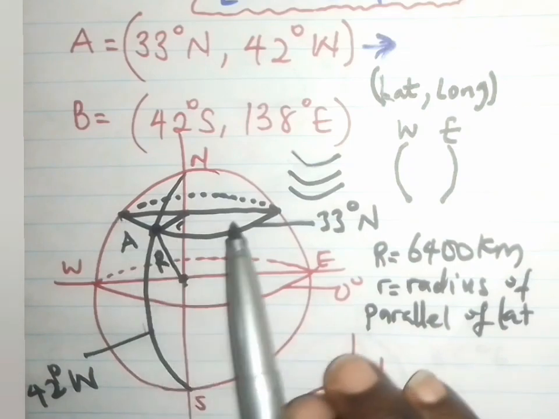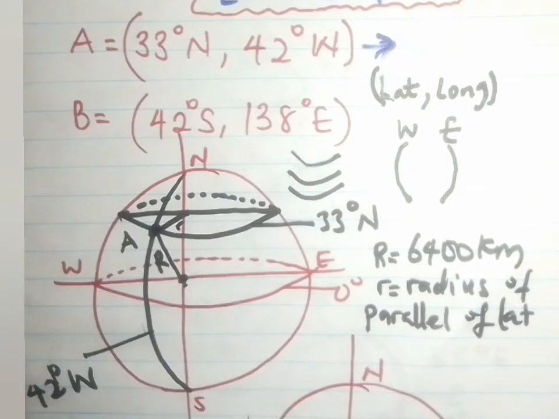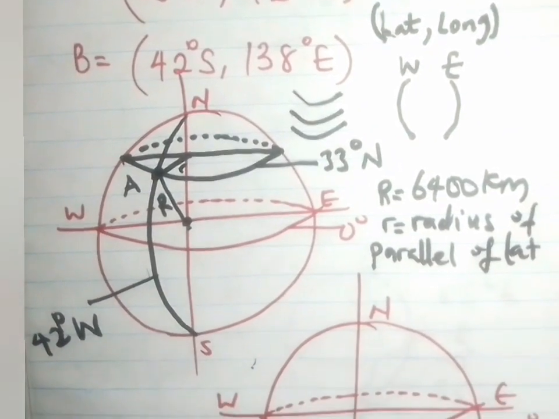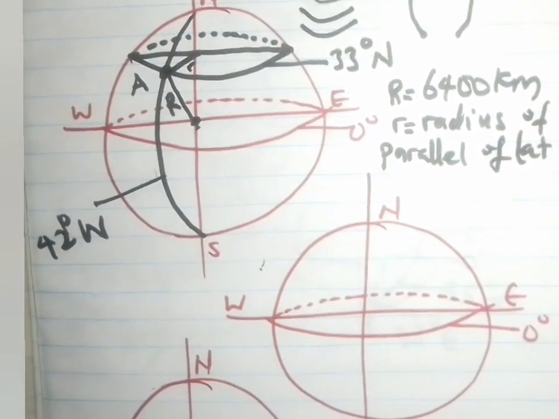So this is the location of point A. Very, very simple. I hope you understand. Please, if you don't understand, let me know in the comment section so I can re-explain it for you.